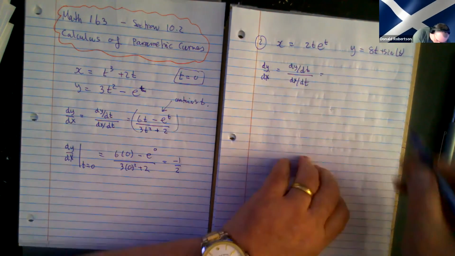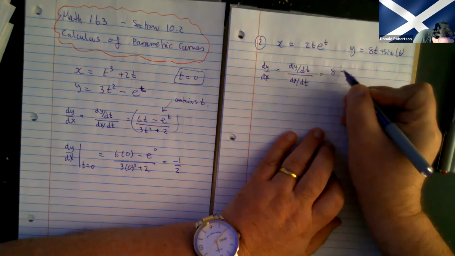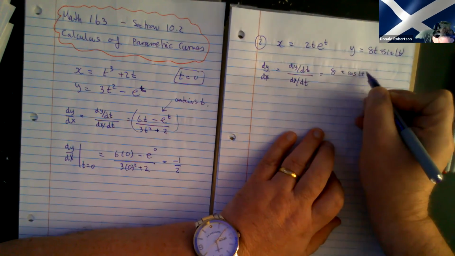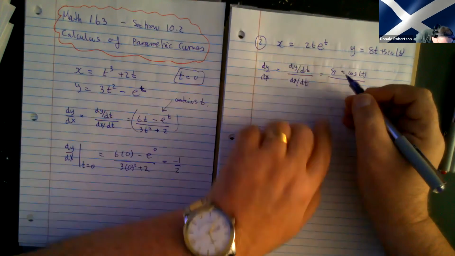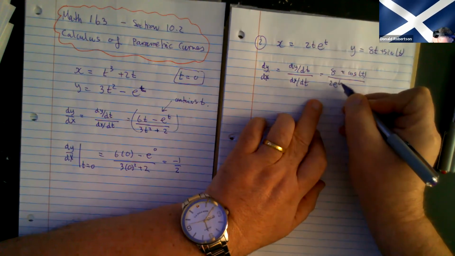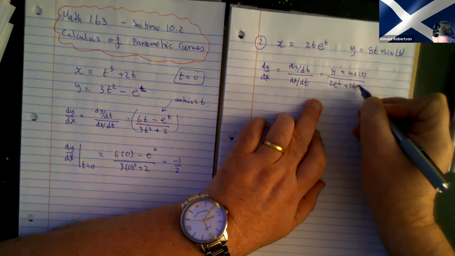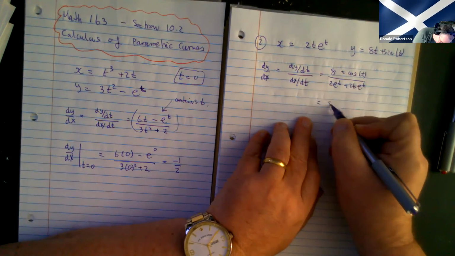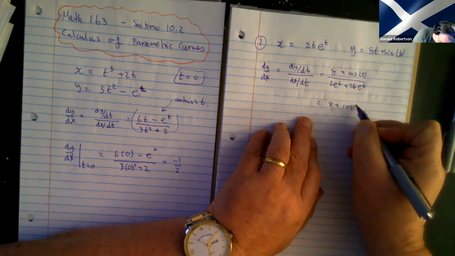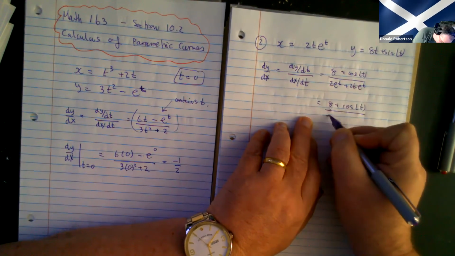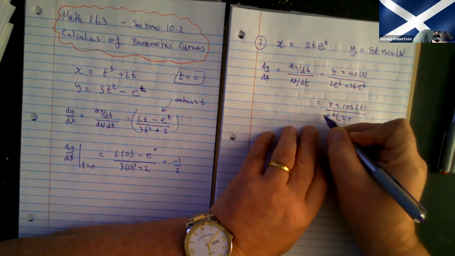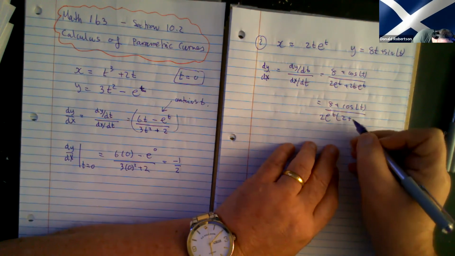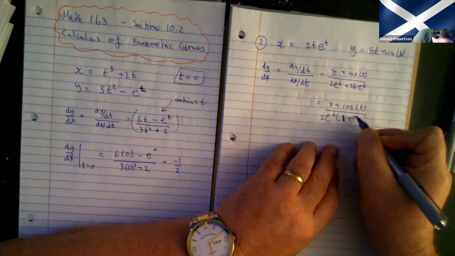Right. So this fella is 8 plus cosine t. And this guy in the bottom, well, I have to do a little product rule. So 2 times e to the t plus 2t times e to the t. Do a little style points by pulling out an e to the t. Actually pulling out 2 e to the t. And that leaves me with 1 plus t.